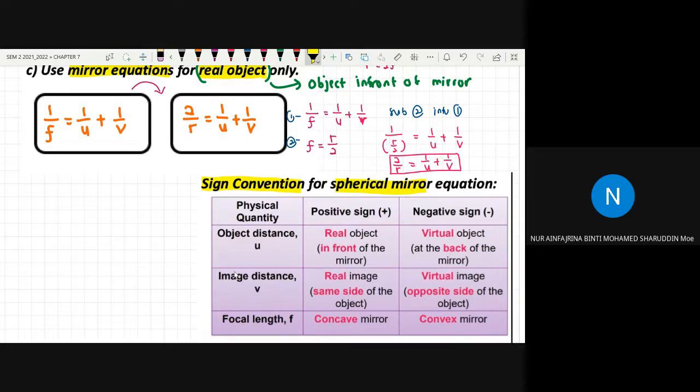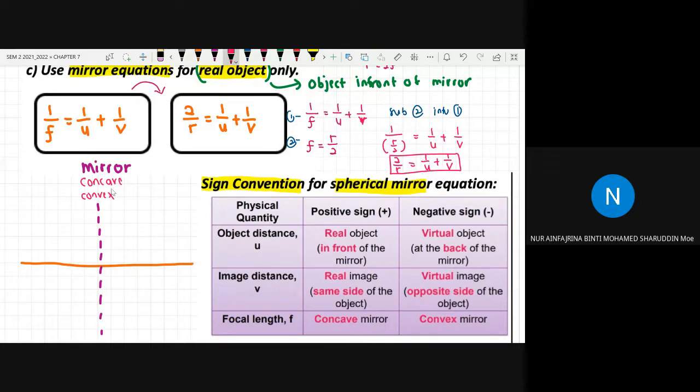Okay, so untuk sign convention ini, Miss akan ajar cara Miss untuk ingatkan korang. So for example, this is my principal axis. Lepas tu ni adalah mirror Miss. My mirror, it could be concave ataupun convex mirror.